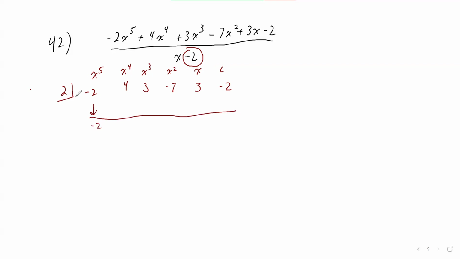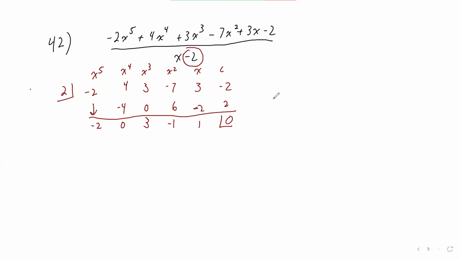We drop the first number. 2 times negative 2 is negative 4. 4 plus negative 4 is 0. 2 times 0 is 0. 3 plus 0 is 3. 2 times 3 is 6. Negative 7 plus 6 is negative 1. 2 times negative 1 is negative 2. 3 plus negative 2 is 1. 2 times 1 is 2. Negative 2 plus 2 is 0.